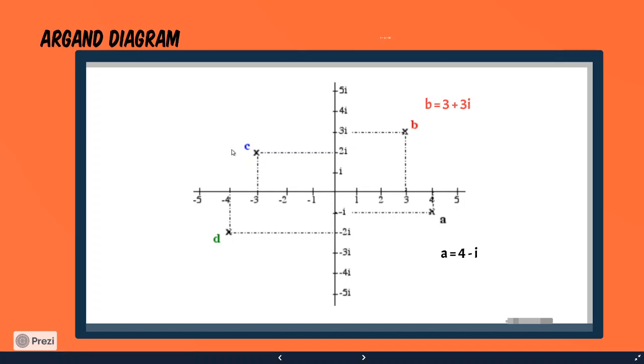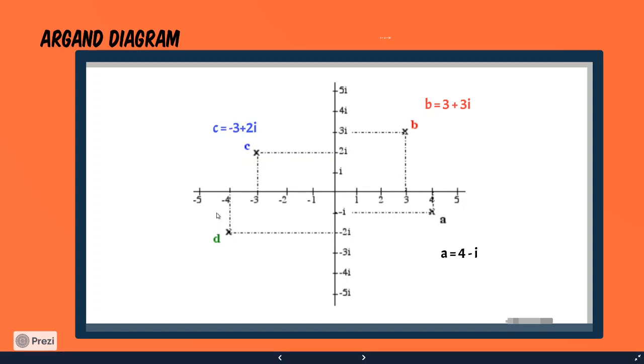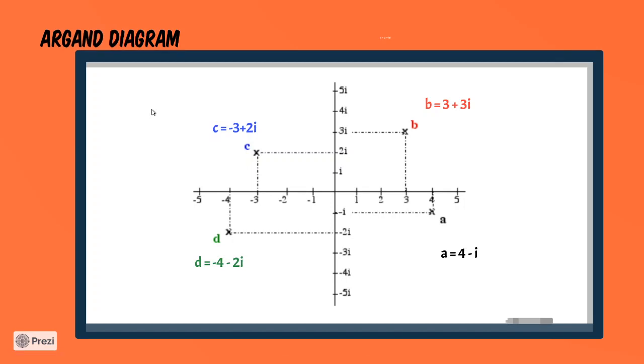What about C? The real number is minus 3, and the imaginary part is 2i, so the complex number will be minus 3 plus 2i. What about D? D's real number is minus 4, and the imaginary part is also negative, minus 2i, so it will become minus 4 minus 2i. So you see how any number in the whole world can be represented as a complex number. And what are complex numbers? It is writing together real numbers and imaginary numbers, a real number plus an imaginary number.